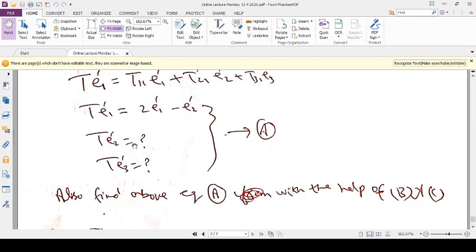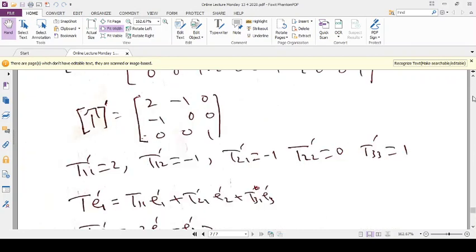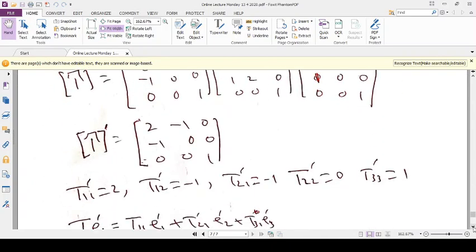Now you have to write Te2 dash and Te3 dash. Now you also have to find your equation number A. Equation number A contains 3 equations, 1, 2 and 3, from your equations number B and C, which are given here, equation number 7.